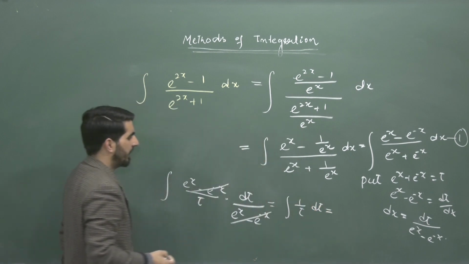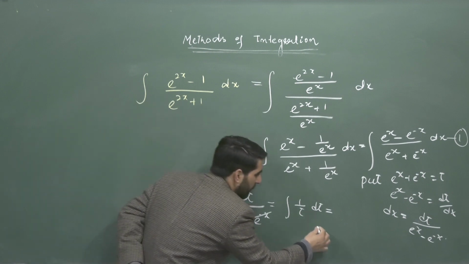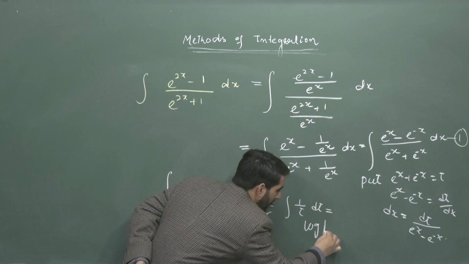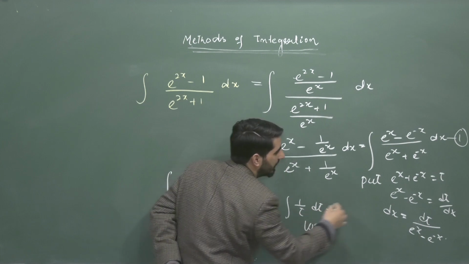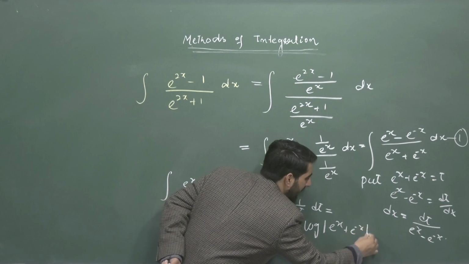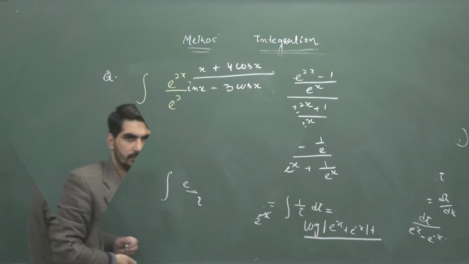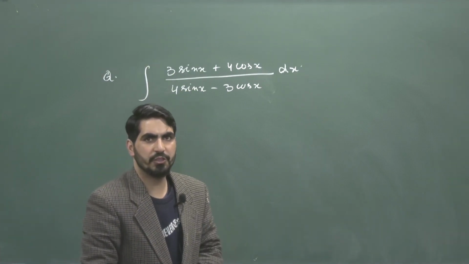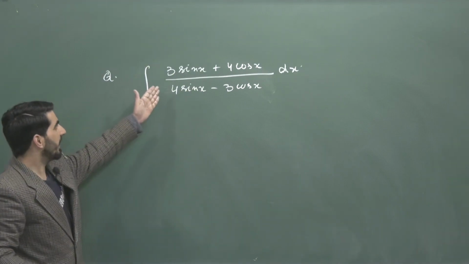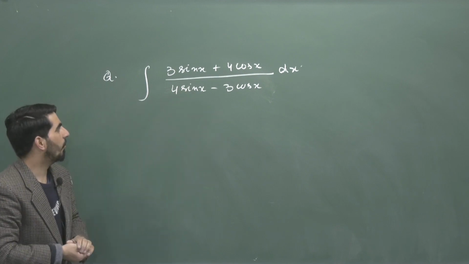As we know that the integration of 1/t is log of modulus of t, so that is equal to log of modulus of t, and the value of t is e^x + e^{-x}, plus c. This will be the integral of the given function. Let us do the last question, that is integrate (3 sin x + 4 cos x) divided by (4 sin x - 3 cos x).